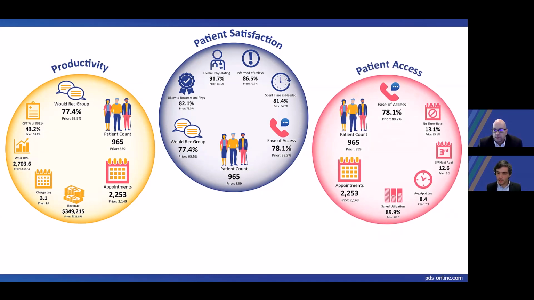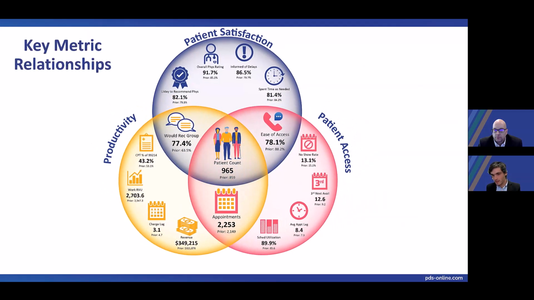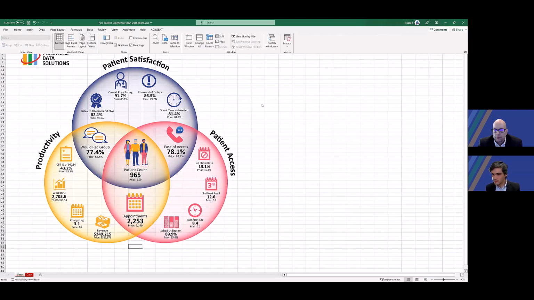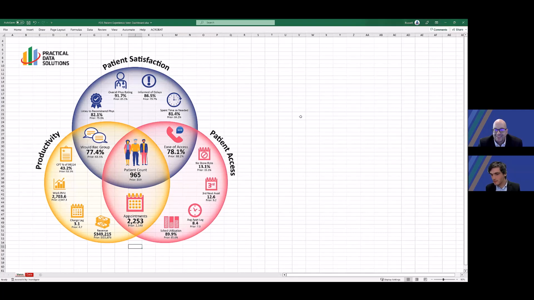So when we do combine them, we find that all the siloed data has a sort of relationship, in the sense that they all share patient count, ease of access, would recommend, appointments, etc. There's a relationship between the siloed data. And what's so cool about this dashboard is it displays a hierarchy of metrics. So it could be inferred that appointments is more important than schedule utilization because appointments has implications for patient access, but it also has implications for productivity. And that's really what's so cool about this dashboard.